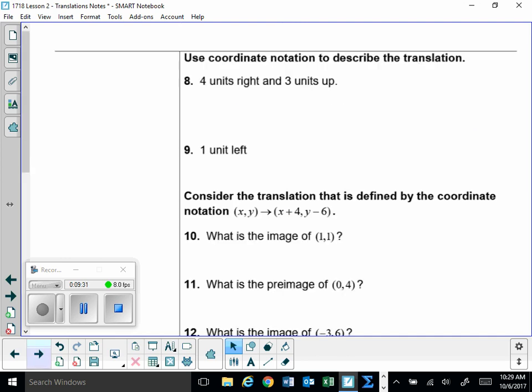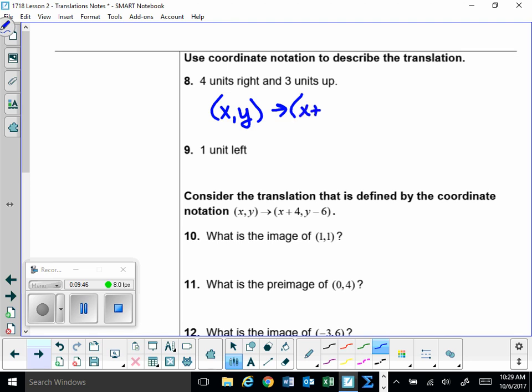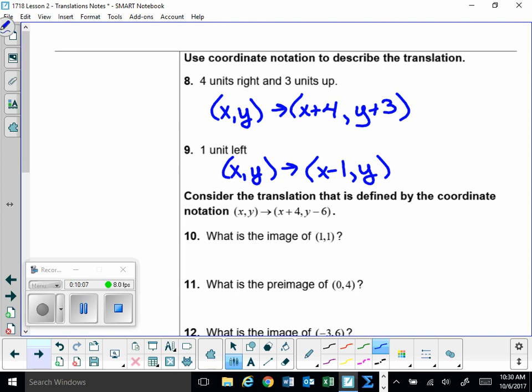All right, let's take a look at some of these without graphs. Let's describe our translations using some coordinate notation. So to begin with, the ordered pair xy and the arrow. 4 units to the right would be x plus 4, and 3 units up would be y plus 3. The ordered pair xy with the arrow, 1 unit to the left. Okay, that's x minus 1. There's nothing here about y, so y is going to stay the same.